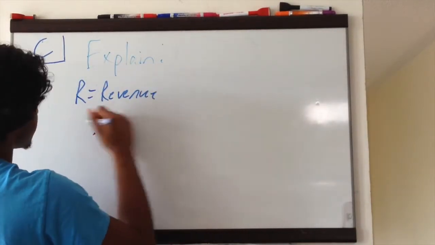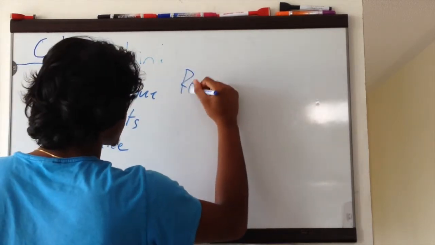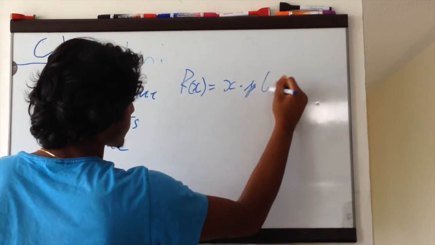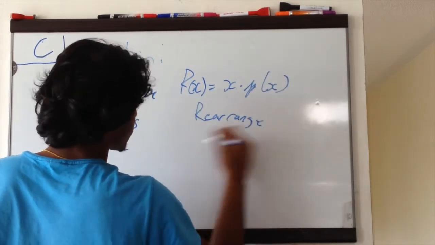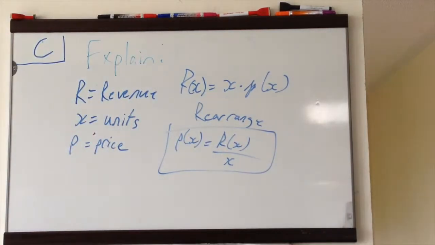Alright, look, this is what it is. The revenue function is X units times the price. Okay? So once we isolate price, it will then turn into revenue over units, which is how you solve the price.